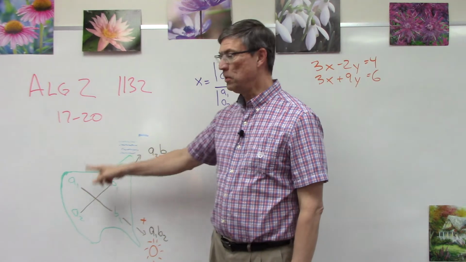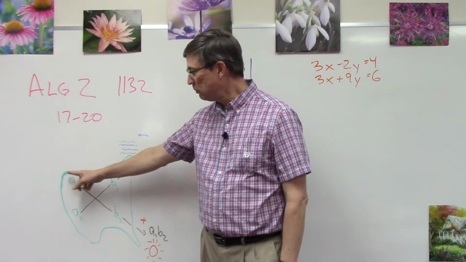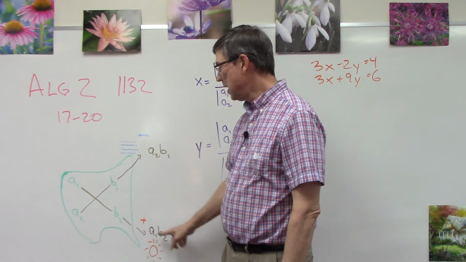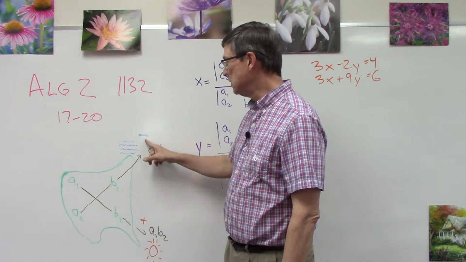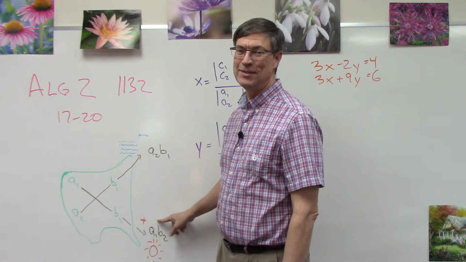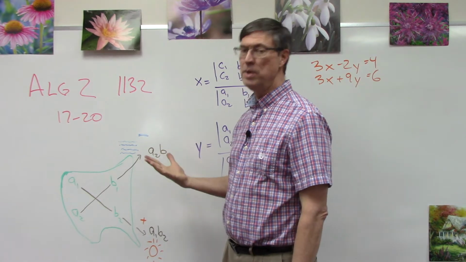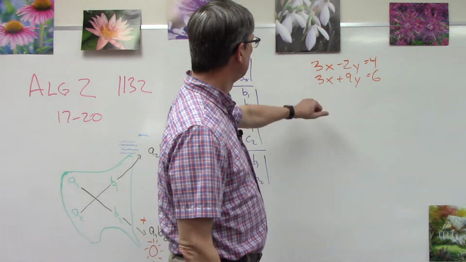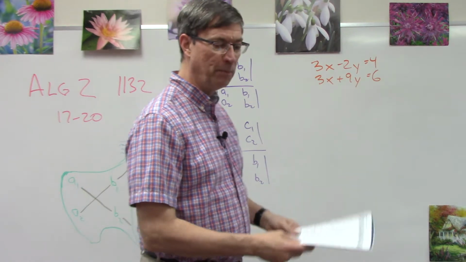I left this up here just to remind us that for determinants, we multiply this way, a1 times b2, and then we multiply a2 times b1. This one's negative, this one's positive, and you add the positive plus the negative one, and then you get one number, okay? Let's talk about how we're going to do that to solve, and again, I'm on page 19.